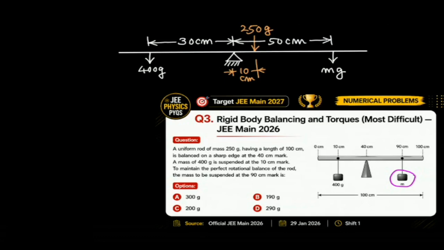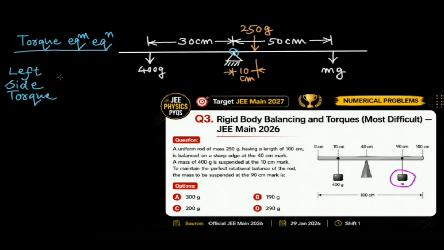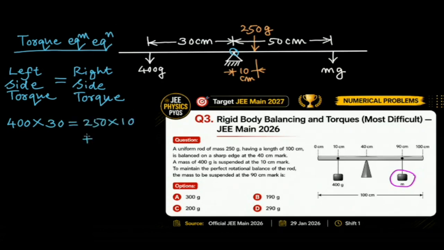Now we will set up the torque equilibrium equation for the rod to maintain perfect rotational balance. The net torque about the pivot must be 0. This means the total counterclockwise, that is left side torque, must be equal to the total clockwise or right side torque. From the figure, 400 into 30 equals 250 into 10 plus m into 50.